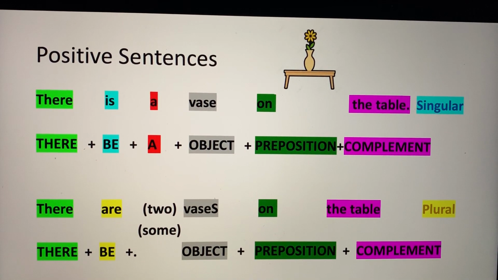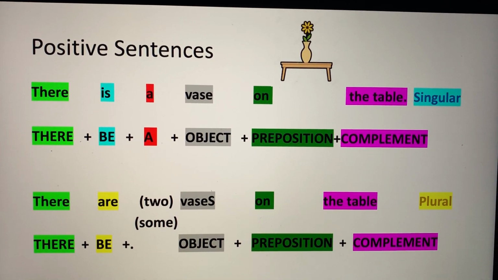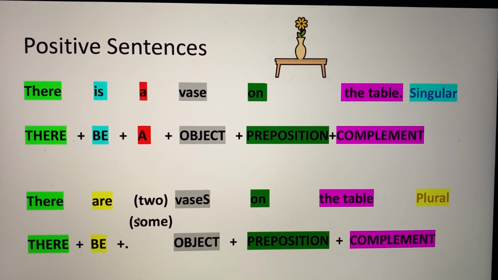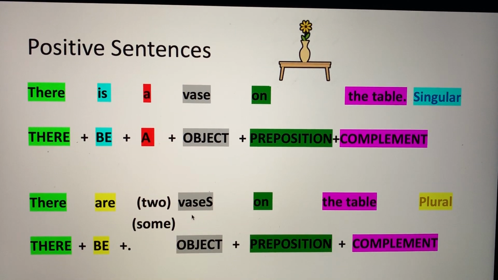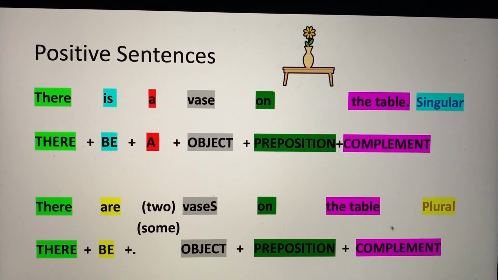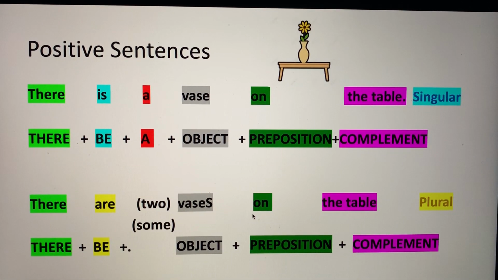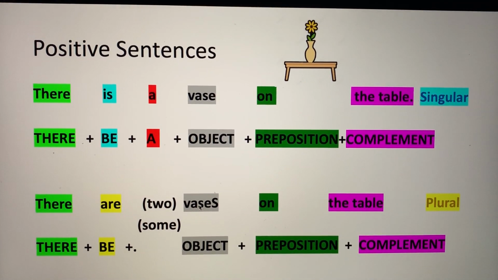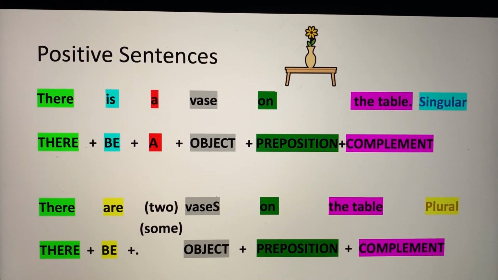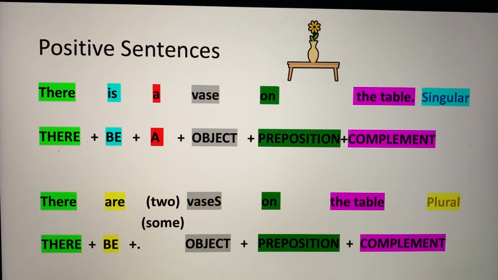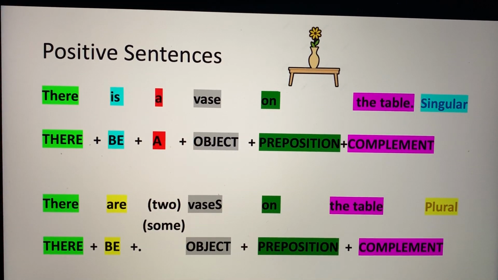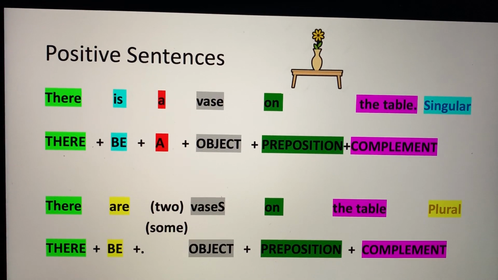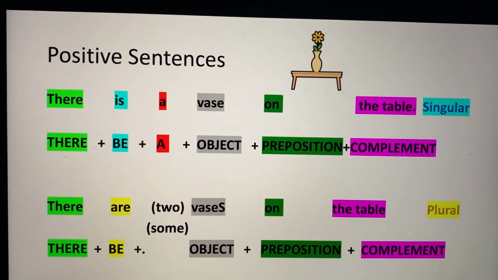It's a singular sentence. The second sentence here is, there are two vases. The number two, for example, vases on the table. Here is a plural sentence, vases. Or we can say there are vases on the table, in plural. Another possibility is there are some vases on the table, not specific. If it is 2, 3, 4, 5, we don't know. There are some vases on the table.